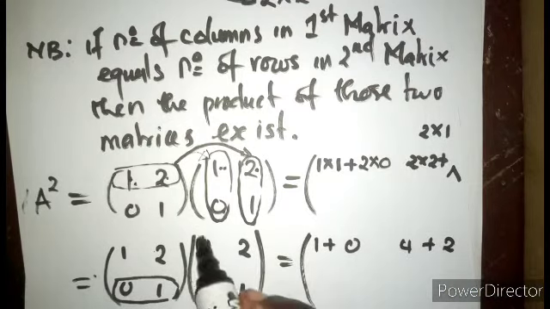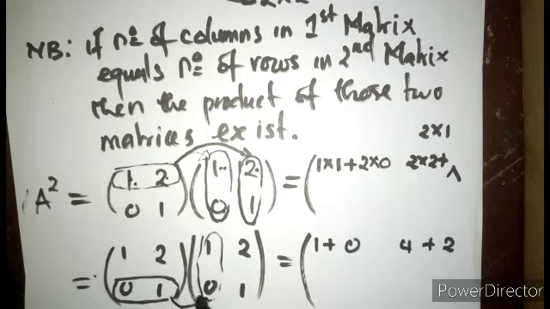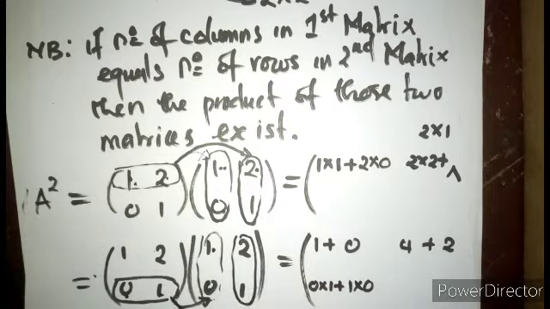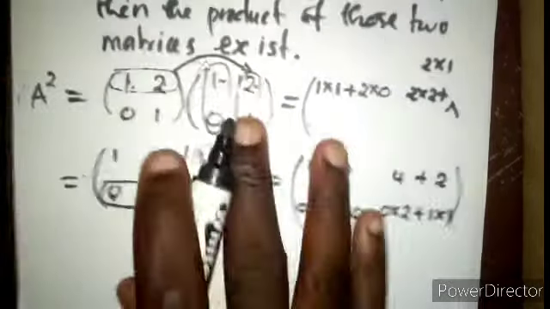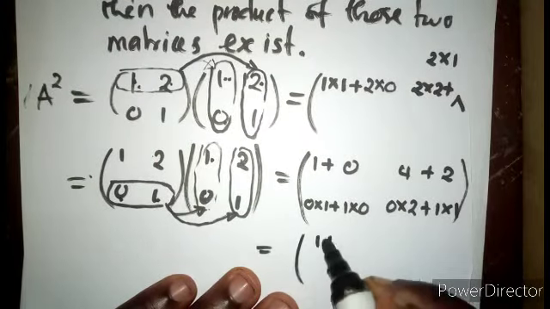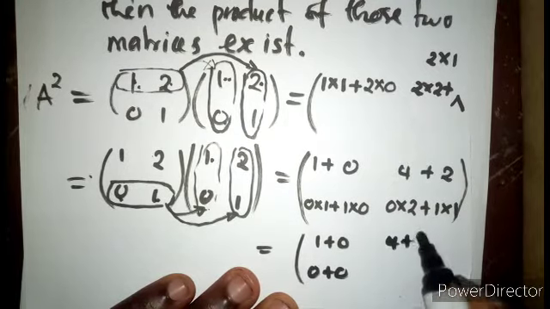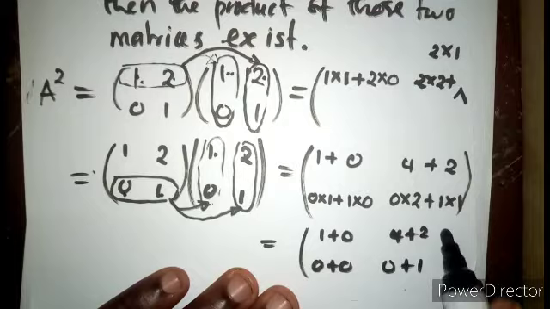Now we do 0 times this first column. 0 times 1 is 0 times 1 plus 1 times what? 1 times 0. Then we do same thing as the other. We use the same column, multiply this one. 0 times 2, 0 times 2 plus 1 times 1. Okay, so see that we end up with a matrix. The matrix what? 1 plus 0 into what? 0 plus 0. Here we have 4 plus 2. Here we have 0 plus 1.